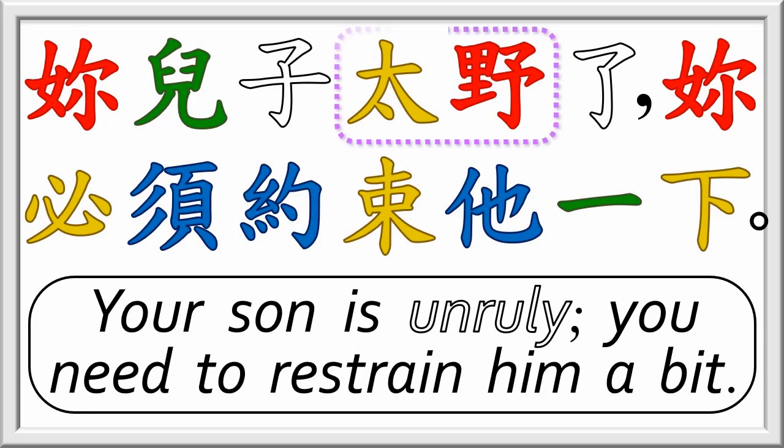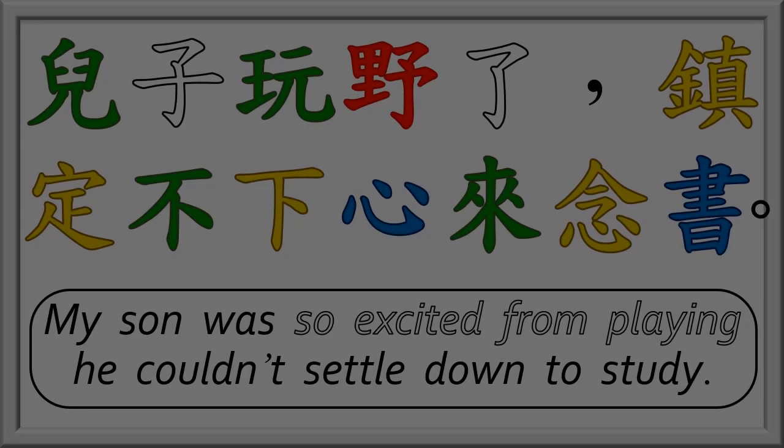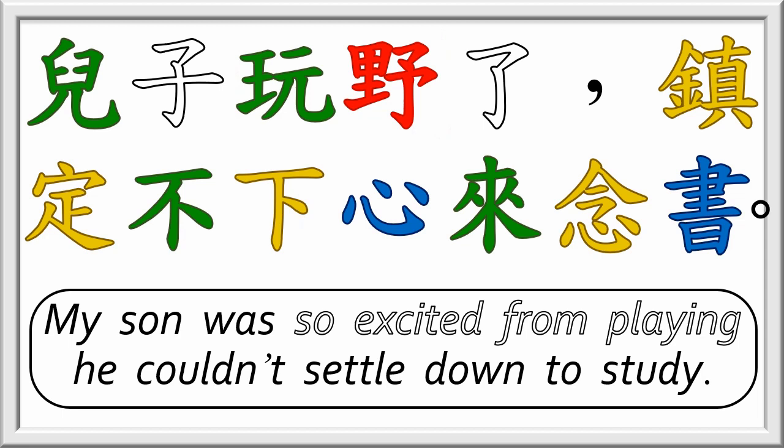Next we have 野 describing wild behavior, or playing in a rough and tumble sort of way. 你儿子太野了，你必须约束他一下. Your son is unruly. You need to restrain him a bit. 你们可以玩，就是不能玩得太野. You can play, but don't get too rough. 儿子玩野了，镇定不下心来念书. My son was so excited from playing that he couldn't settle down to study.